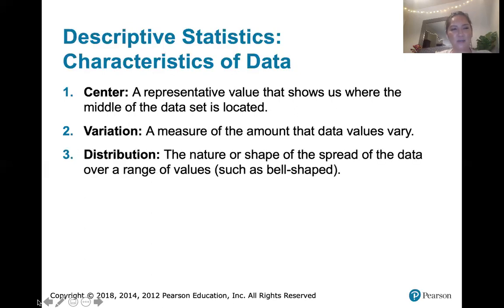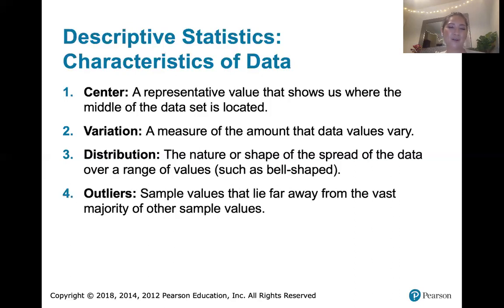And then in this chapter, we're going to talk a lot about distribution. Distribution is the nature or shape of the spread of the data over a range of values, such as bell-shaped distributions. We're wondering, are all of the data sort of shaped like this? And I'll be a little bit more specific about what I mean by shape as we talk more about distributions. Are they all sort of concentrated at a point? Are they all spread out? Are there a lot of data values over here and a lot of data values over there? Those are all properties of the distribution of a data set.